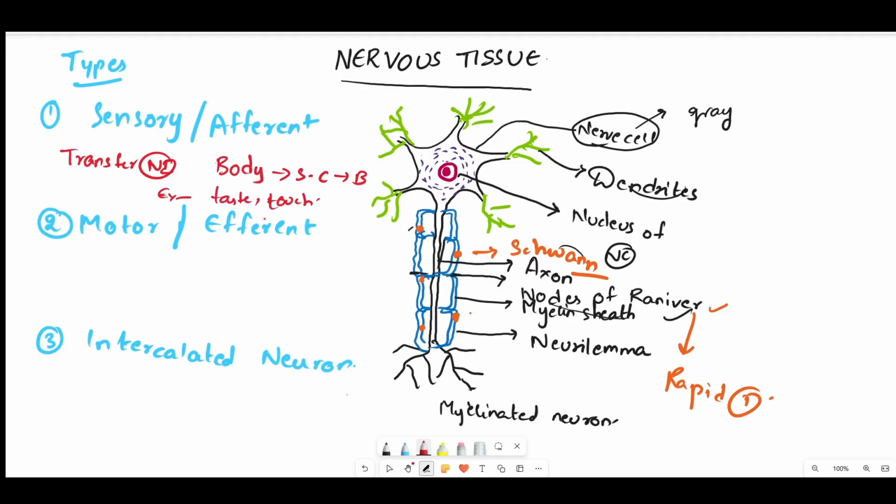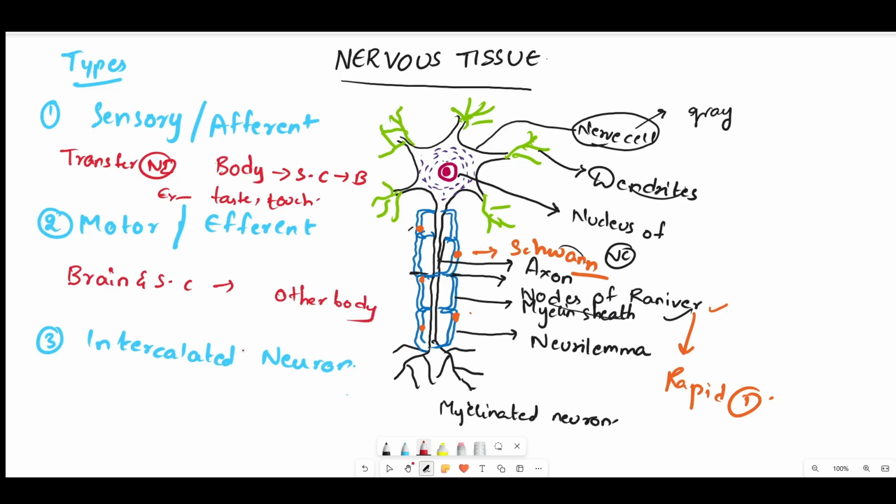The second one is the motor or efferent neuron. Here the same nerve impulses are transmitted, but the difference is that it transfers them from the brain and spinal cord to the other parts of the body.